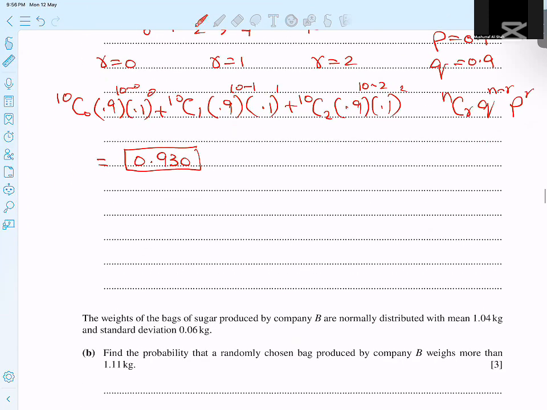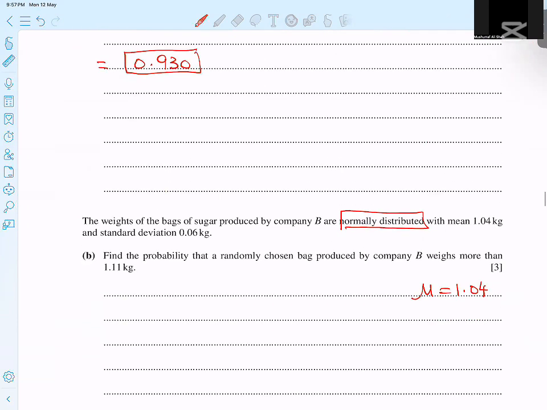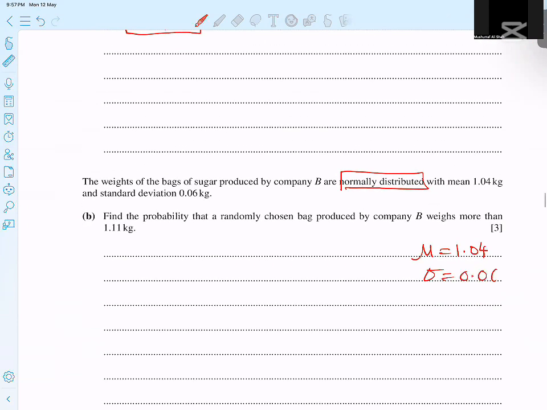Part B. The weights of the bags of sugar produced by company B are normally distributed. So this topic is now normal distribution. The mean is given as 1.04 kilograms and the standard deviation is 0.06. Find the probability that a randomly chosen bag produced by company B weighs more than 1.11 kilograms. What is the probability? So what is the technique, student?